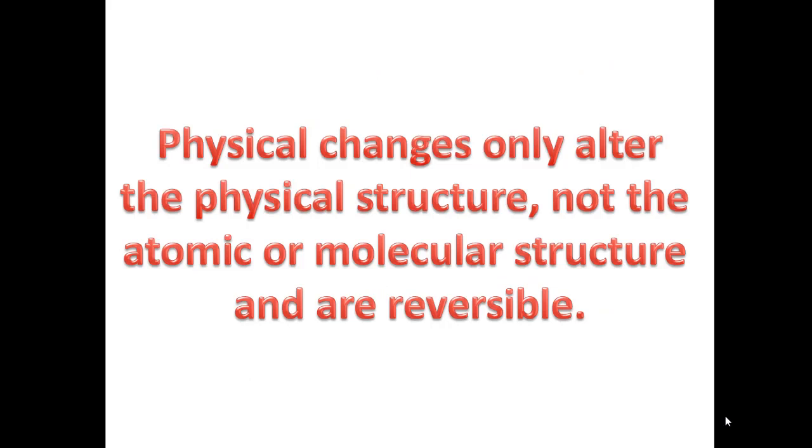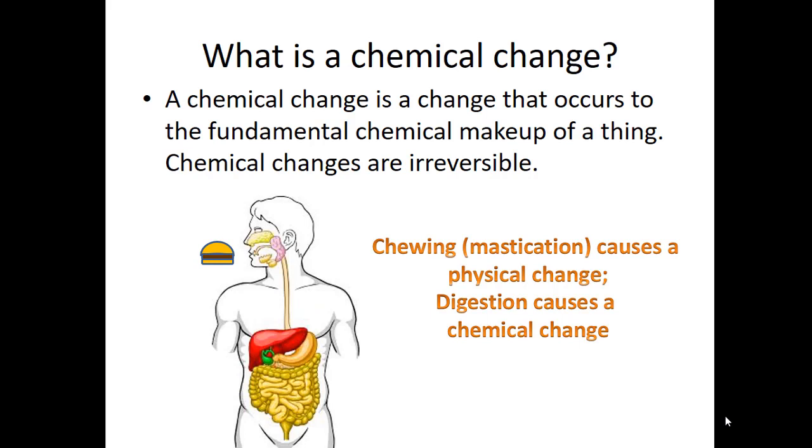So again, just to reiterate the definition, a physical change happens and it only alters the physical structure. The atomic or molecular structure does not get touched. And also physical changes are reversible, right? What's a chemical change? A chemical change is a change that occurs to the fundamental chemical makeup of a thing, of an object, of anything, right? And a chemical change is irreversible, right?